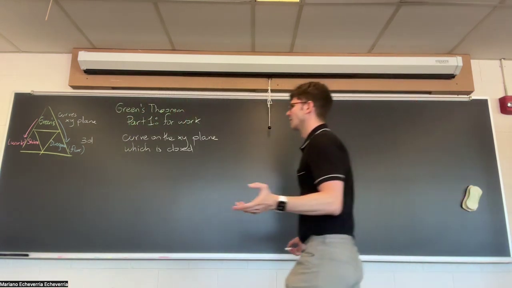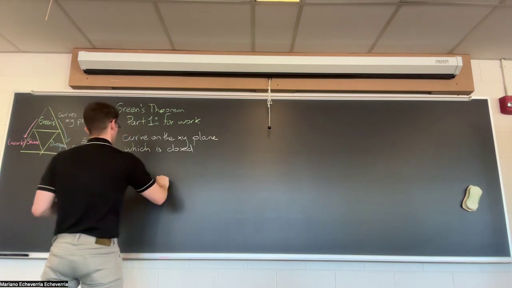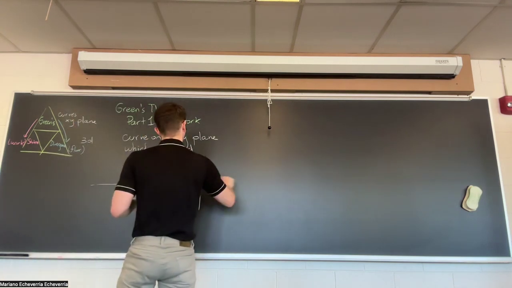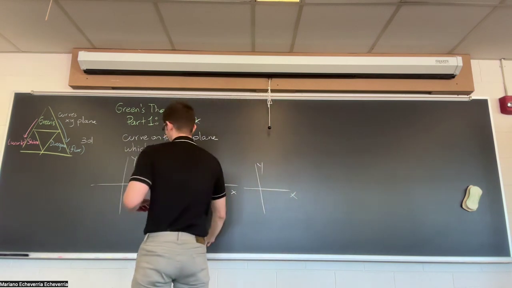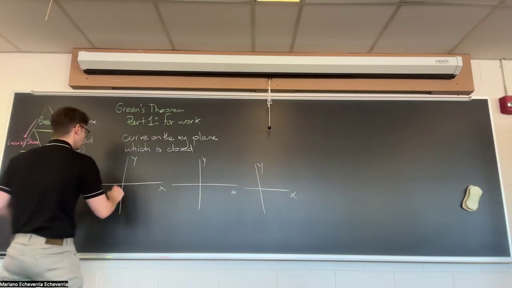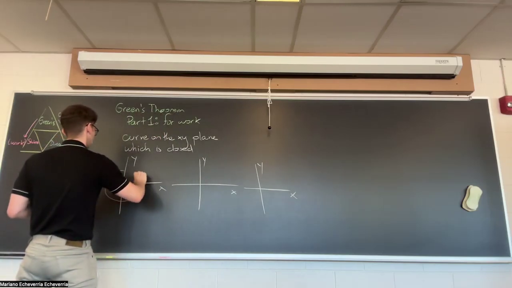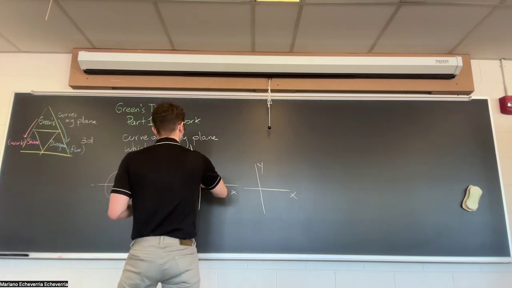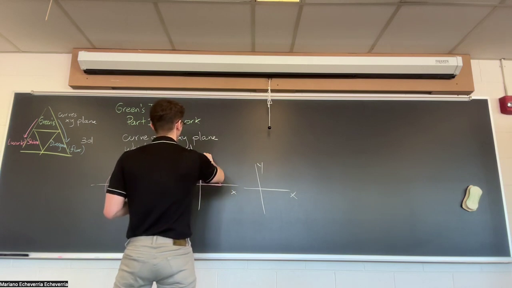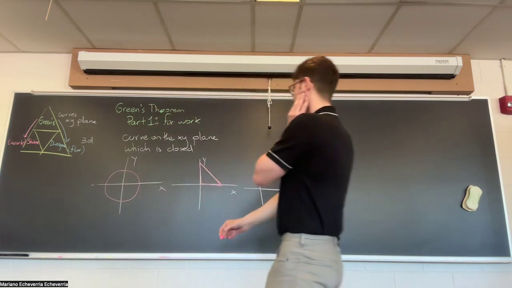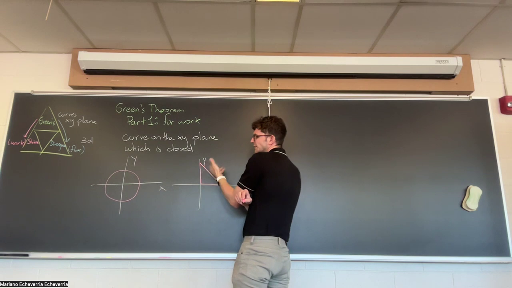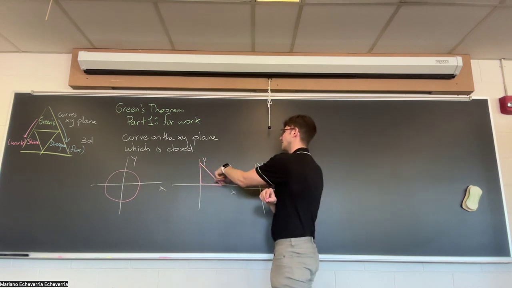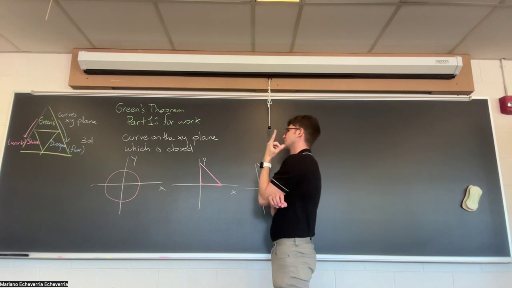Let me draw a couple of those. One curve that's closed on the plane would be some sort of circle. Here's another one that you could take. A closed curve could be something like a triangle. The curve is allowed to have corners, like a triangle. In a sense, you could think of the triangle as three segments joined together, but I'm thinking of it as a single closed curve.